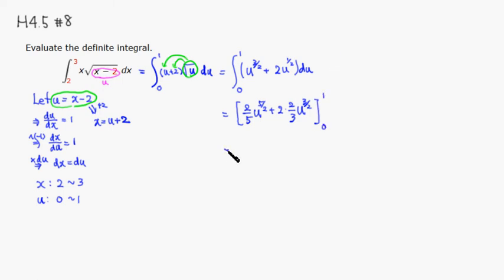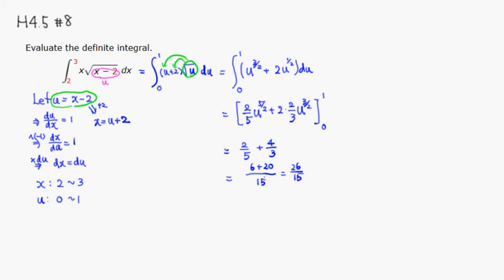Then we can plug in 1, so you get 2/5 plus 2 times 2 is 4, over 3. Minus, if you plug in 0, everything becomes 0, so I'm going to erase that. Then take the common denominator, which will be 15. We multiply 2 by 3, so that's 6, and 4 by 5, so it's 20. So what you get is 26 over 15.